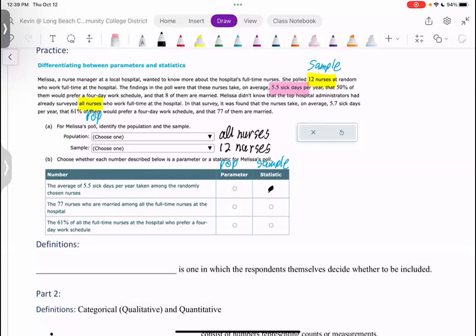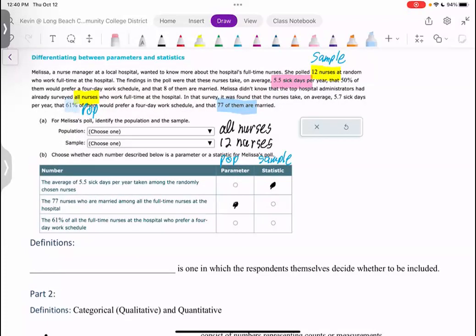The 77 nurses, let's find that. 77 nurses that are married, that is under the population. That's a parameter. And the 61% of full-timers that preferred a 4-day work schedule is right here. Again, that's having to do with all nurses, so that is the entire population. So it's a parameter.